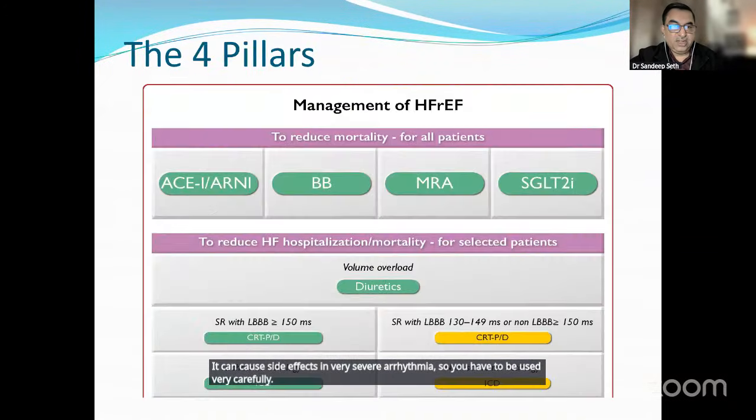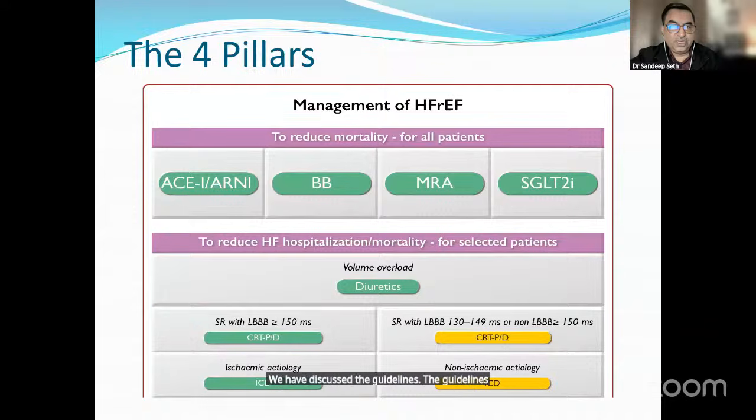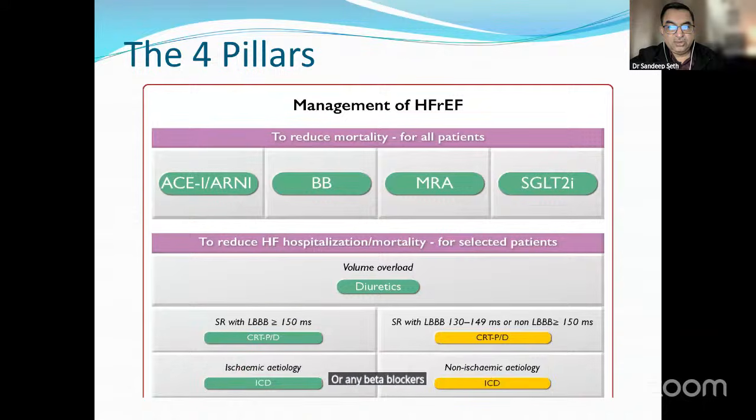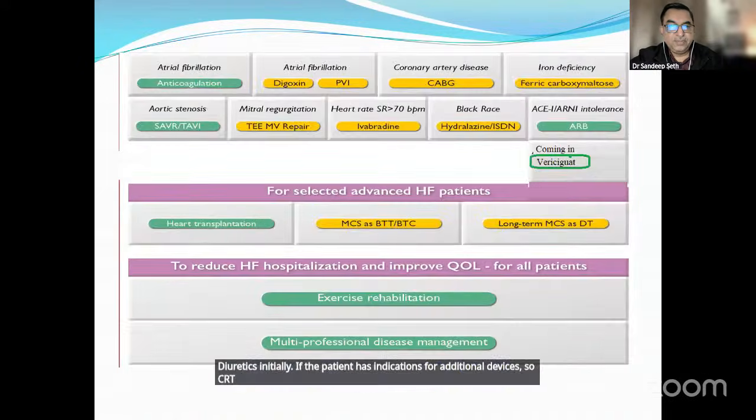We have discussed the guidelines. The guidelines are very simple. It started what we call the 4 pillars of therapy: ACE inhibitors or ARNI, beta blockers, MRAs, and SGLT2 inhibitors. Beyond that, you want the patient to be dry, so go up on diuretics initially. If the patient has indications for additional devices, so CRTs and ICDs can be put. And beyond that, of course, you have various other things to do.